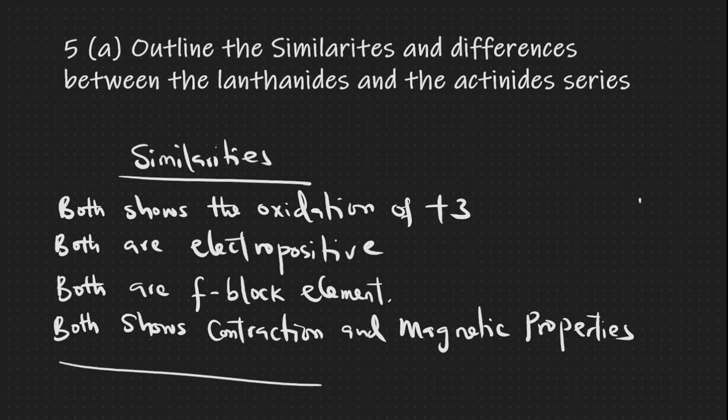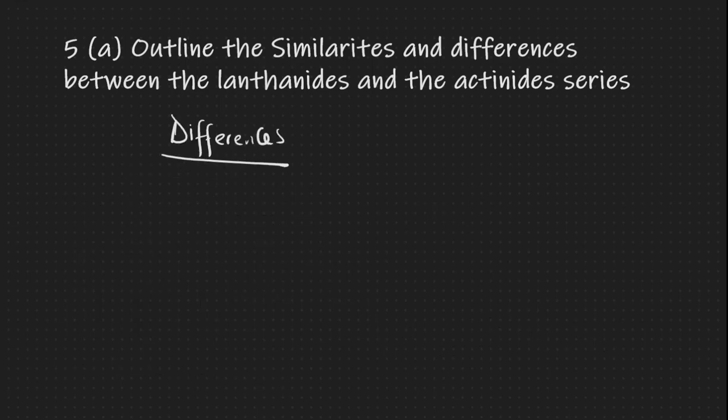So these are the similarities between the lanthanides and the actinide series. Both show oxidation state of positive 3, both are electropositive, both are F block elements, and both of the series show contraction and magnetic properties. So let's check the differences. What are the differences between these series?